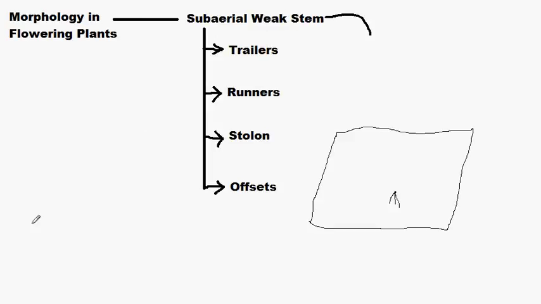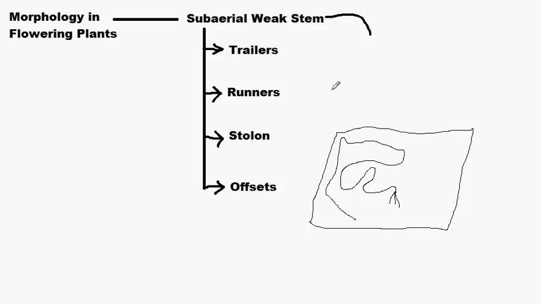In the previous example, when we were talking about the benefits of having subaerial weak stem, we had drawn a plant where the main stem could grow upright. But in the trailers, the main stem is only the subaerial weak stem, so it will not be able to grow upright. So it will grow along the soil in any direction it wishes, like this. Now, these trailers can be classified on the basis of their growing pattern into 2 types: the diffused and the non-diffused trailers.